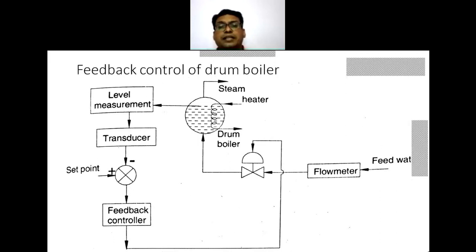The level measurement that is done goes to a transducer, where it is obtained in terms of an electronic signal that is compared with the set point and then goes to the feedback controller. The feedback controller takes the action and sends the signal to the control valve. This control valve adjusts the amount of the feed going into the drum. So this is the simple feedback controller.